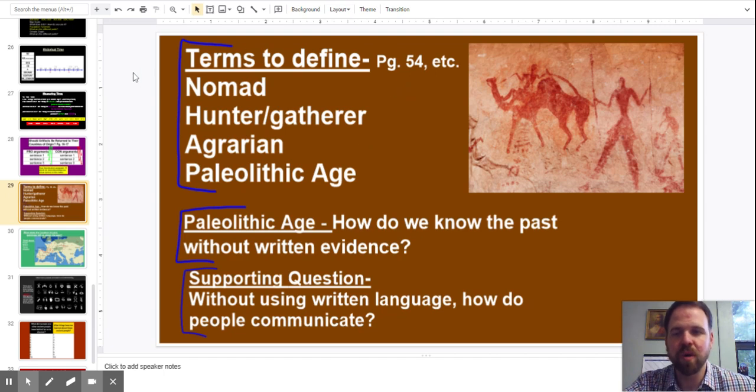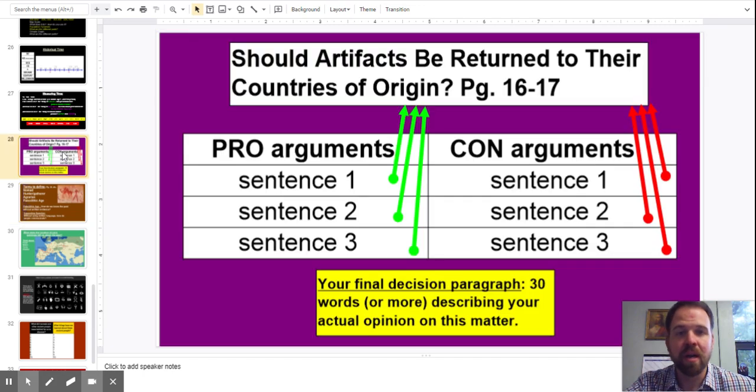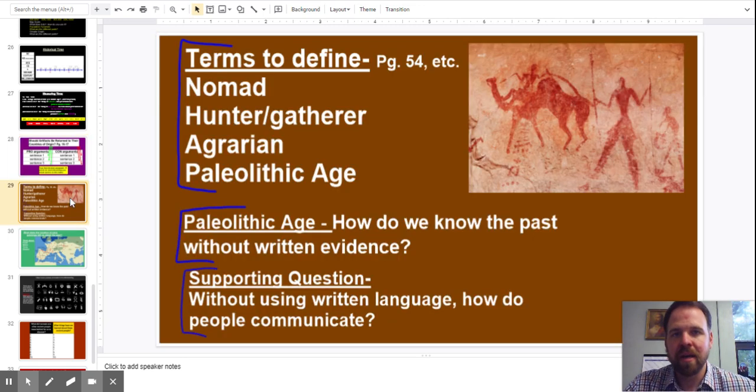Okay. So what we're going to do here is reference backwards for a second. If you all remember, we were talking about these artifacts and them being returned to their countries of origin. That was just an opening question for the rest of this unit, which is mostly about the Paleolithic and early Stone Age periods, like early human ages.